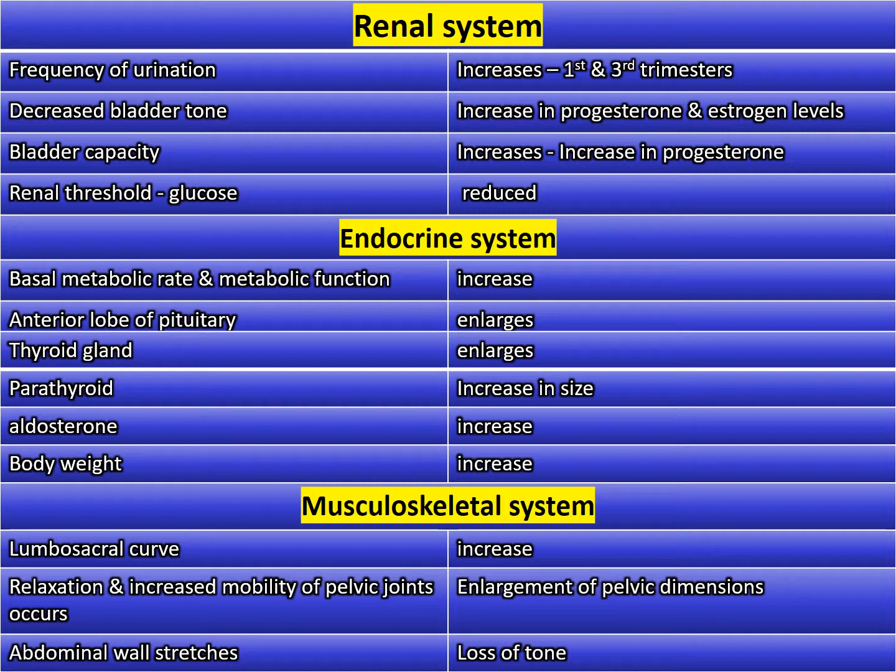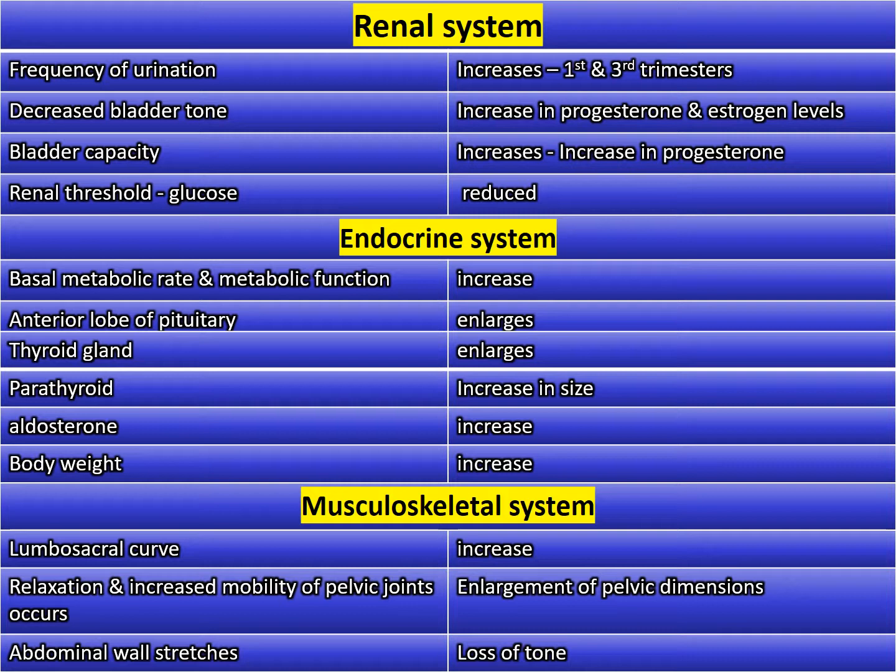Understanding the changes in the renal system. The frequency of urination increases in the 1st and 3rd trimesters because of the increased bladder sensitivity and the pressure of the enlarging uterus on the bladder. There is decreased bladder tone, caused by an increase in the progesterone and estrogen levels. The bladder capacity increases in response to increasing levels of progesterone, and the renal threshold for glucose is reduced.